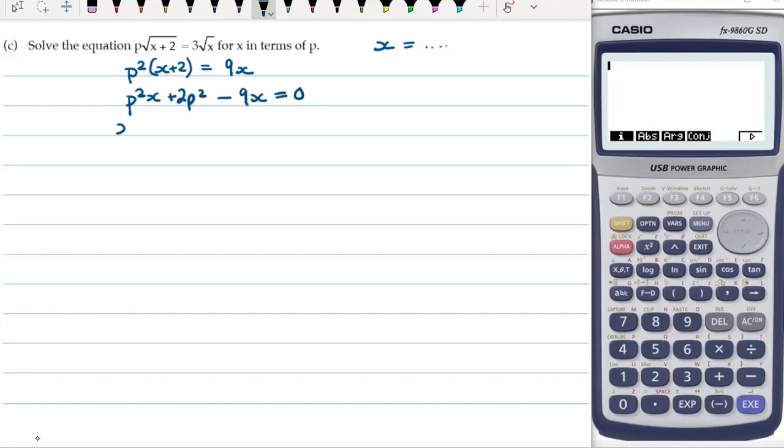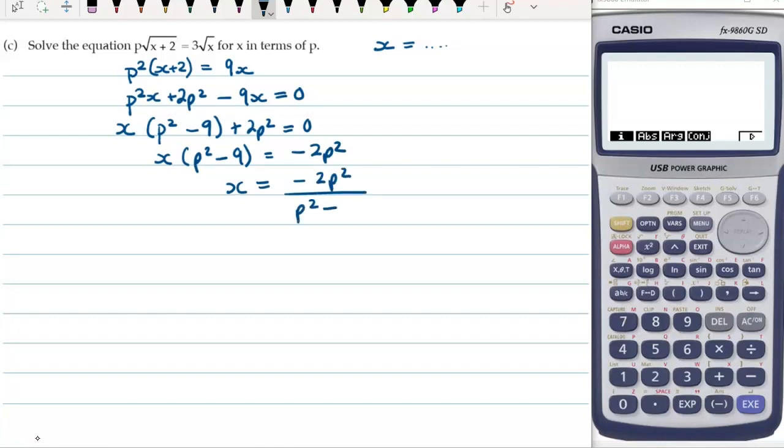That helps me to factorize out an x in this way, so we can say p squared minus 9 plus 2p squared is 0. So x times p squared minus 9 is equal to minus 2p squared, and x is minus 2p squared over p squared minus 9.